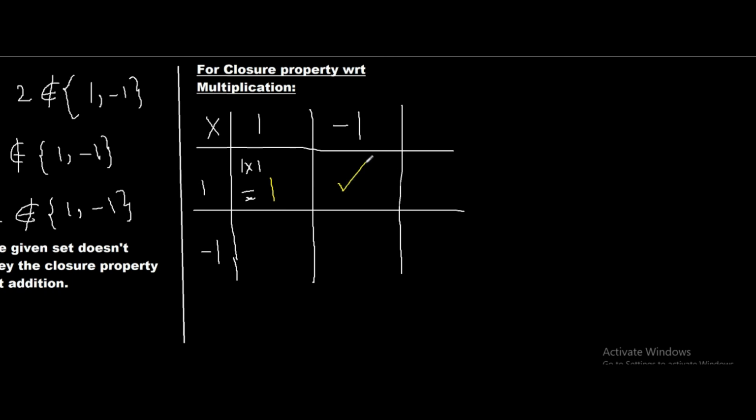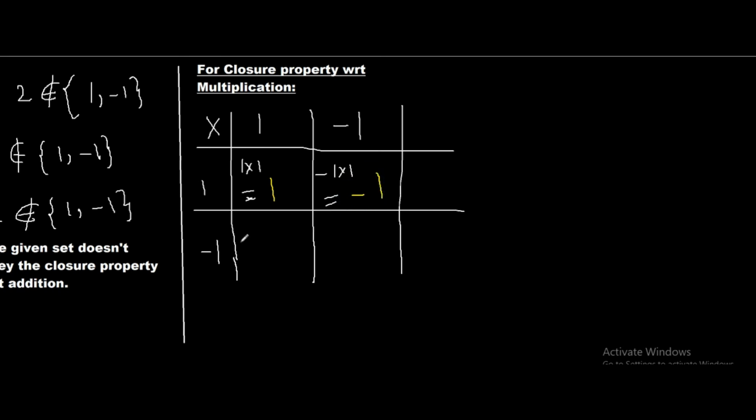Then the next box is related to the row input which is -1, while the column input is equal to 1. Therefore -1 and 1 will be multiplied to each other. If you multiply -1 to 1, then what is the result? Minus, and 1 is 1, therefore this is -1. So this result will be -1.